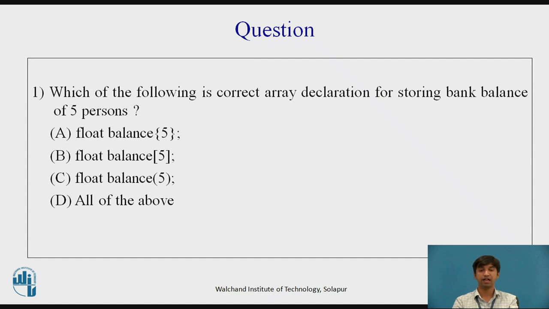So when we declare an array, it should mention the data type, that is, the first 3 are all the same. Next, bank balance: balance is the variable name. So for 5 persons, it's correct, all 3 are there. But the main thing, while declaring an array, it should have square brackets of 5. So float balance[5] means the answer to your question is option B.